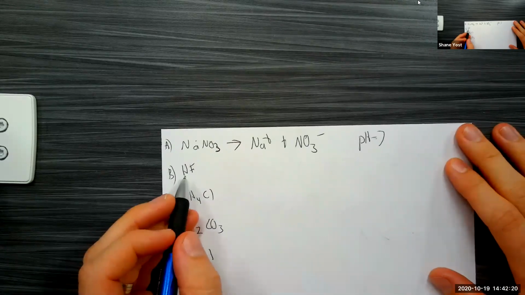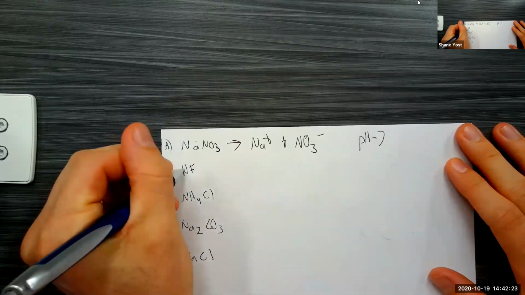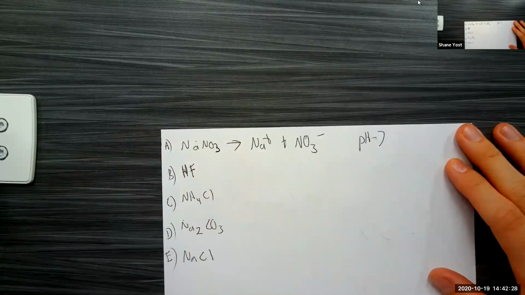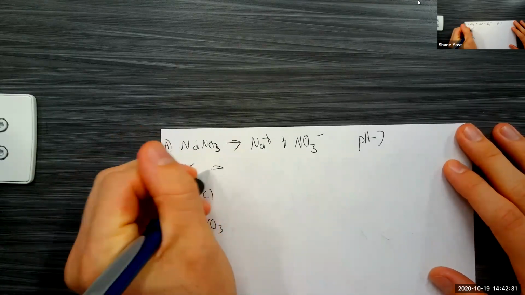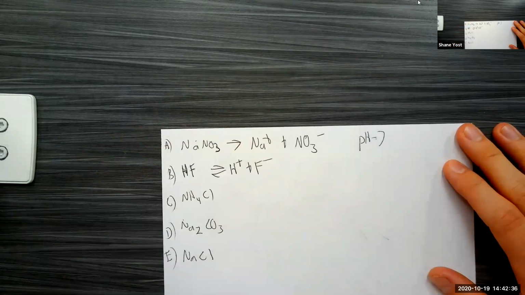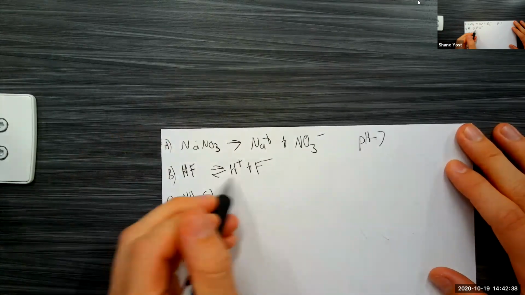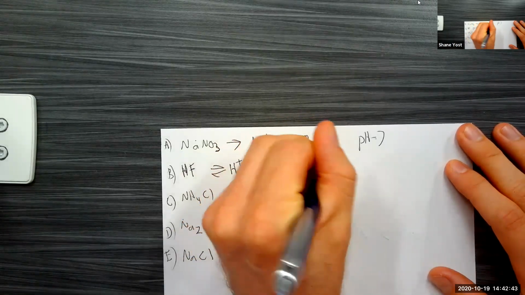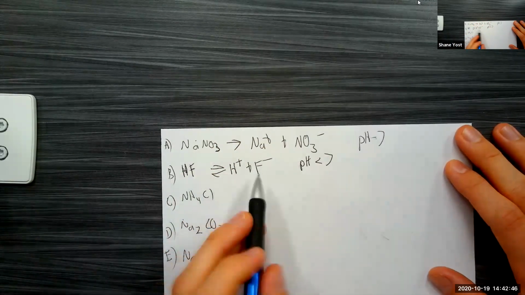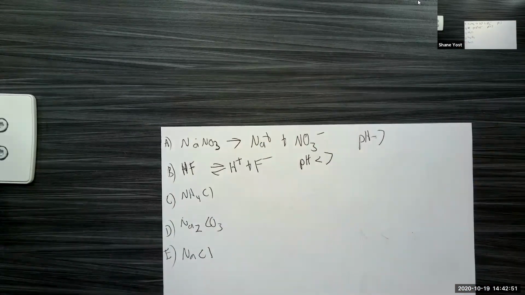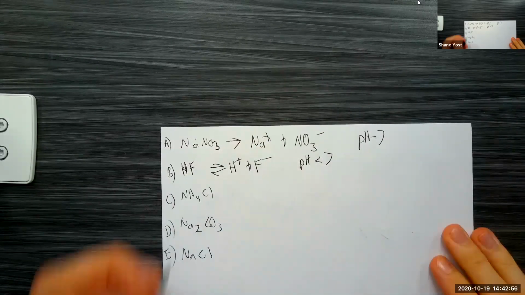Then HF here, what is HF? Close, it's a weak acid. So it will undergo this equilibrium reaction in solution, which will introduce hydrogen ions, which will give a pH less than 7. This will be an acidic solution, because I've added a weak acid in solution. HF is a weak acid, and so it will lower the pH of the solution, making it acidic.